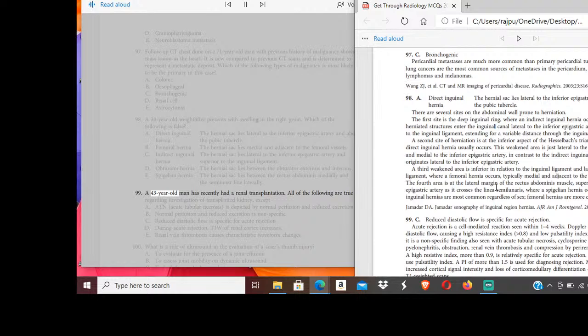99. A 43-year-old man has recently had a renal transplantation. All of the following are true regarding investigation of transplanted kidney, except A. ATN.